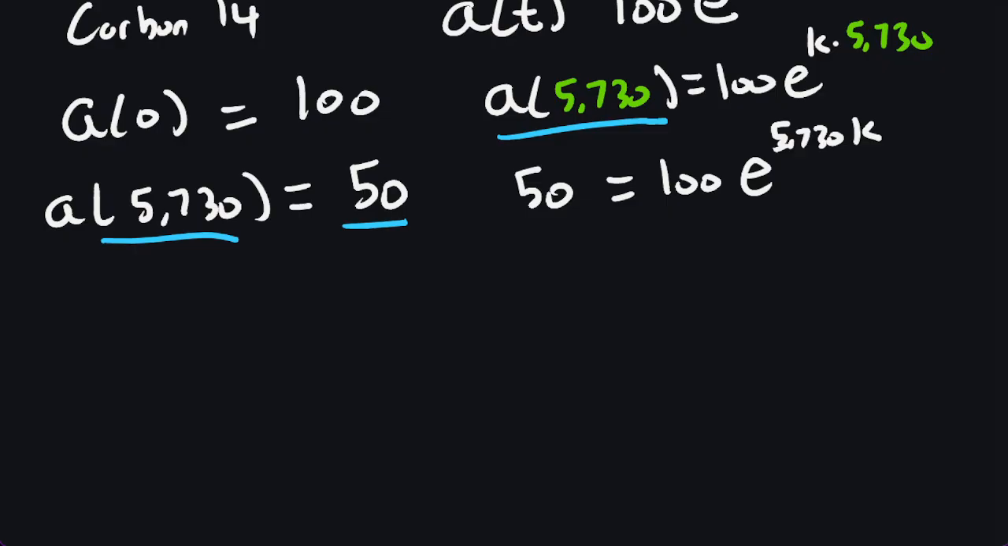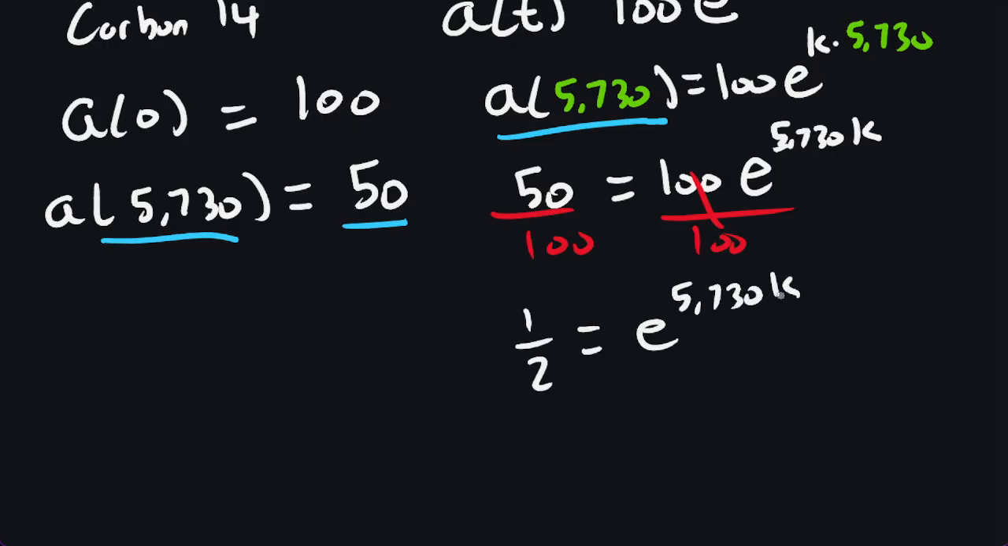Good, and then we'll go ahead and divide both sides by 100. So divide both sides by 100. So 50 over 100, that's a half. So a half equals e to the 5,730k. And then to solve for k, we can take the natural log of both sides.